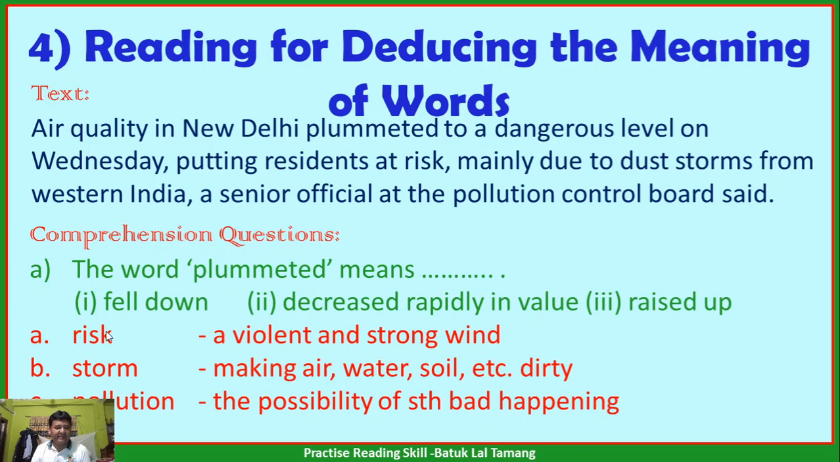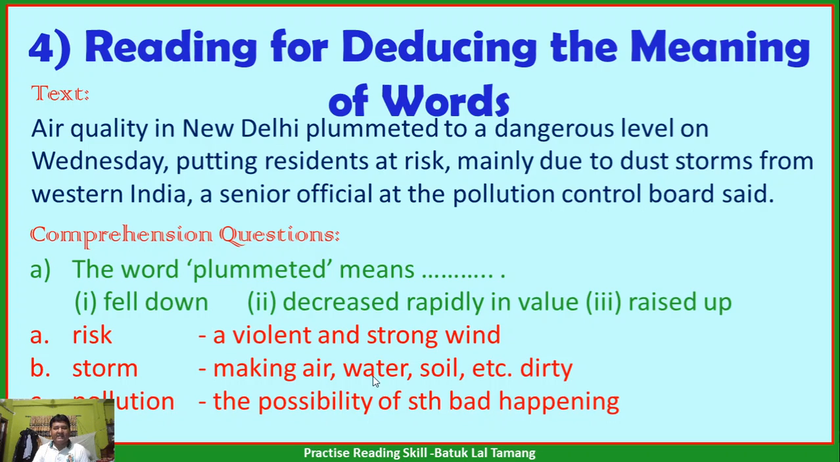And here, another testing item is matching: risk, storm, pollution. You can find this kind of words here. These are the words given here. To find the meaning of these words, first read these three options. A violent and strong wind; making air, water, soil, etc. dirty; the possibility of something bad happening.